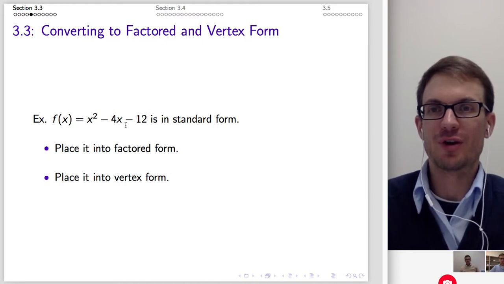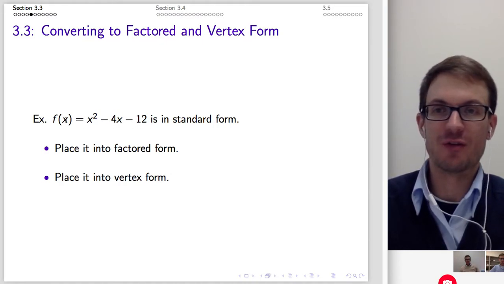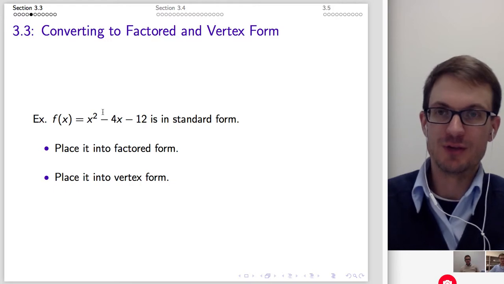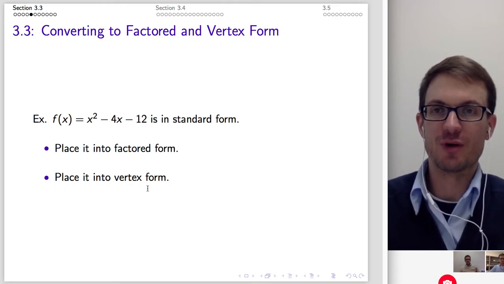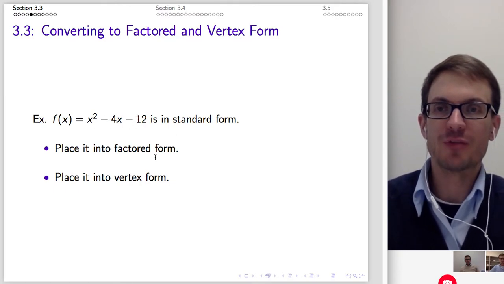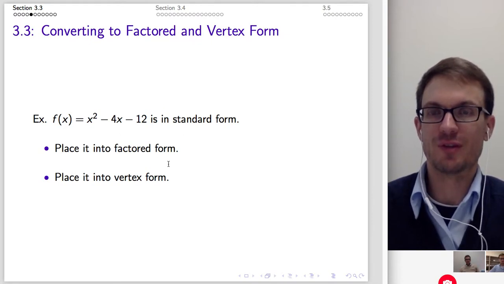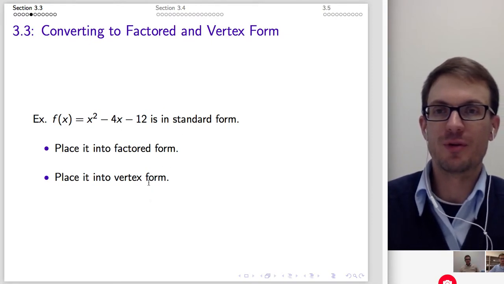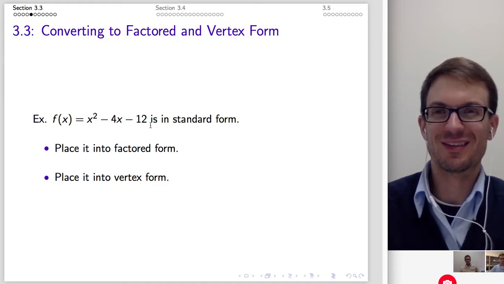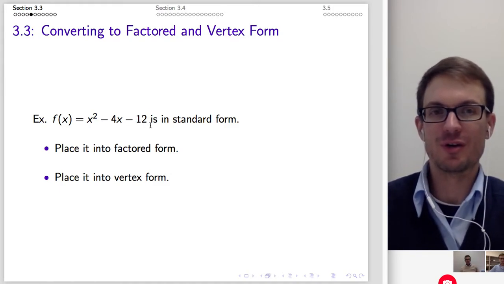So we have x squared minus 4x minus 12. It's in standard form. a is 1, b is minus 4, and c is minus 12. Now let's put it into factored form. Well, to do that, we just have to factor and then put it in vertex form. We have to complete the square. 12 is not a square. Okay, so stop the video. Go ahead and do that.